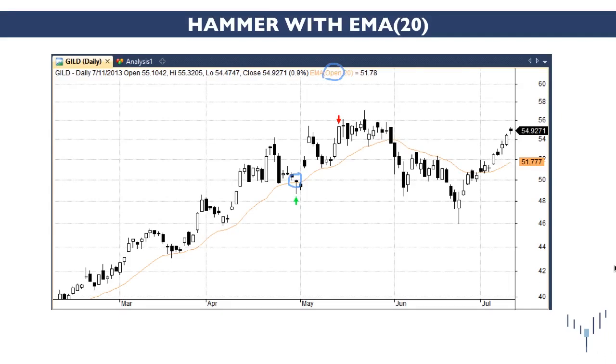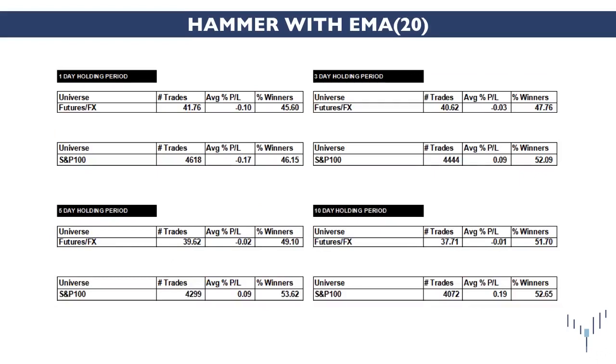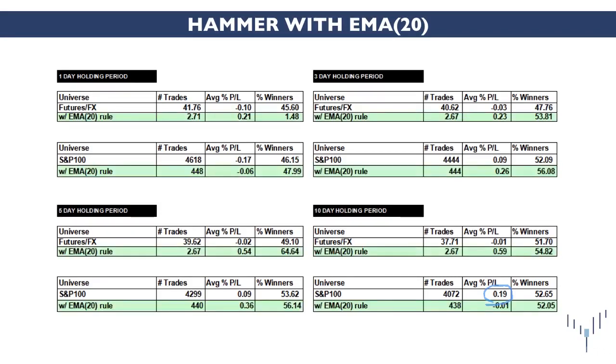If you recall, the hammer pattern wasn't a particularly profitable signal on its own, and our best result in futures came from a 10-day holding period where we recorded an average loss of 0.01%. Meanwhile, our best result in S&P 100 stocks was an average profit of 0.19% per trade over 10 days. So now we can run the pattern again, but this time including our additional EMA rule. As you can see now, if you look closely at the results, adding the extra EMA rule has improved the average profit per trade on every test except for one.